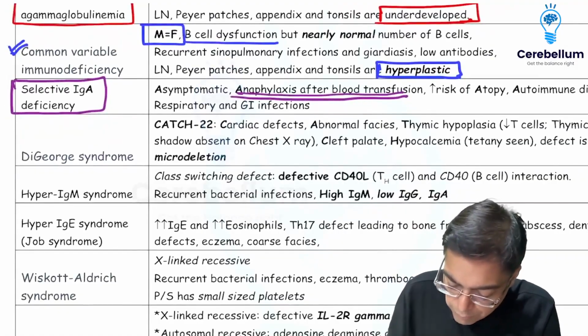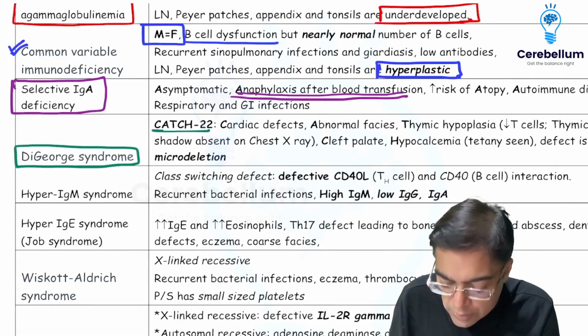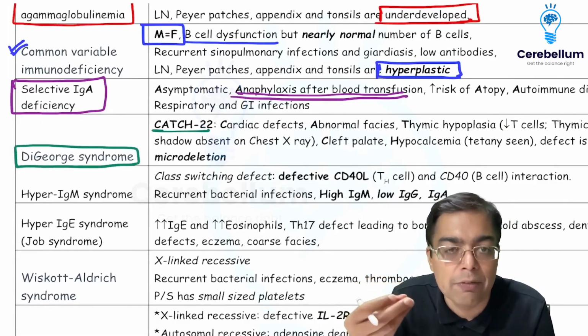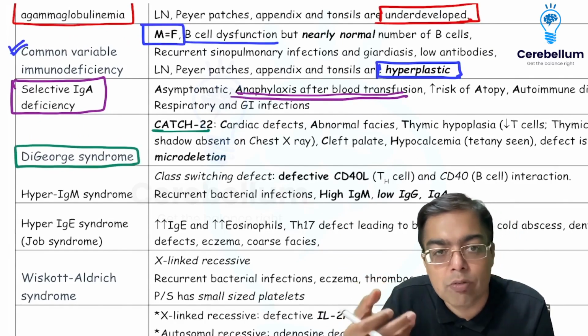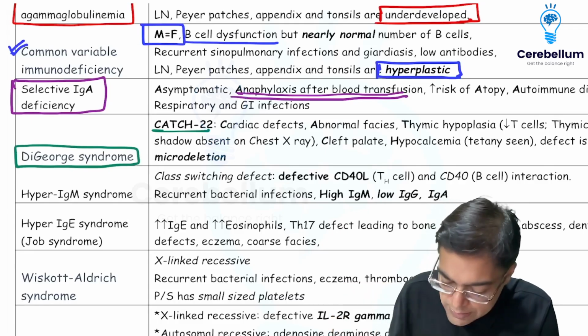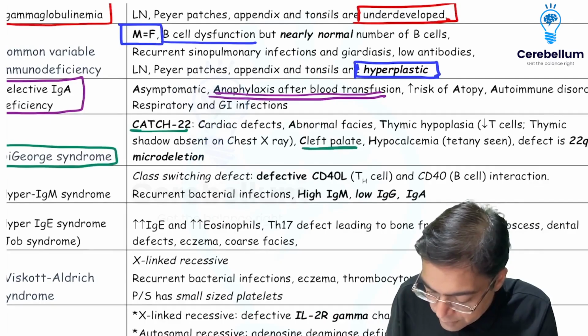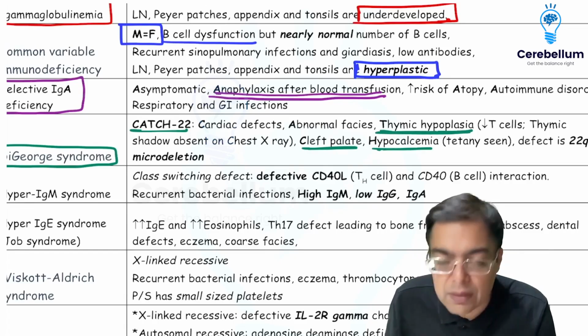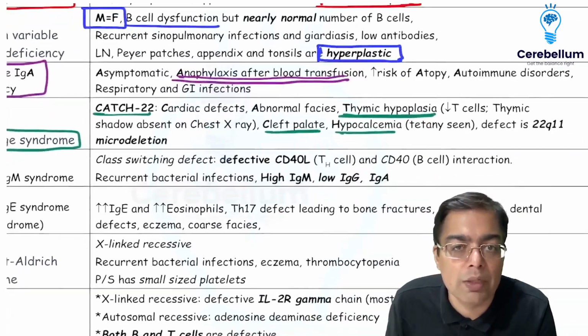Then the all-time favorite of your examiners is DiGeorge syndrome, associated with the acronym CATCH22: cardiac defects, abnormal facial appearance, cleft palate is going to be seen in these patients. They will have thymic hypoplasia and they would have hypocalcemia. So classical terms that are to be remembered, patients are going to have cleft palate, they would have hypocalcemia and they would have a decrease in the size of the thymic gland. The problem is there is going to be a defect at the level of chromosome 22q11.